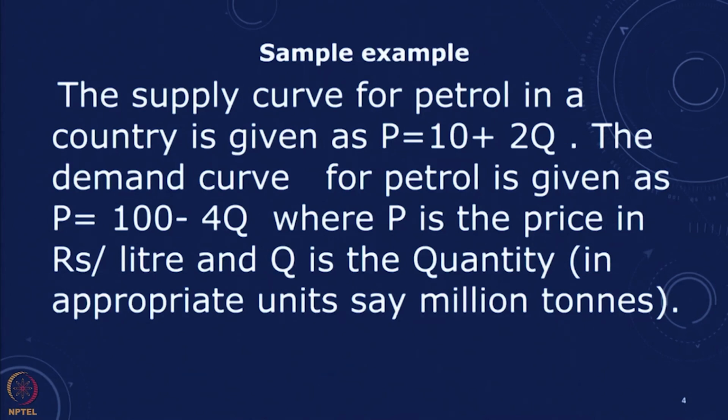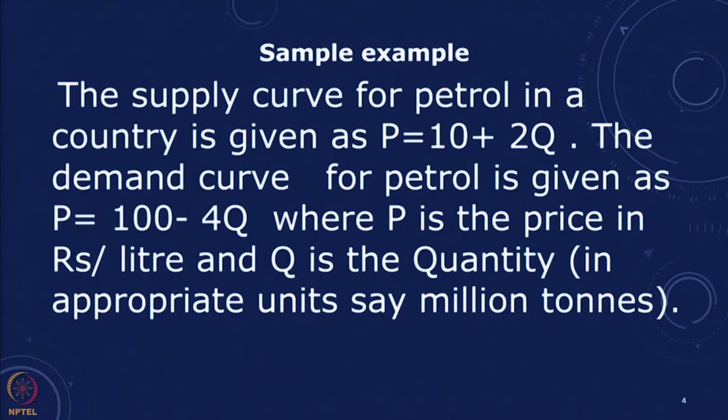We have a supply curve for petrol in a country where the price is given as P is equal to 10 plus 2q. So it's a linear supply curve, and obviously if the price is more, the producers will be willing to supply more. The demand curve on the other hand is given as P is equal to 100 minus 4q, where q is the quantity, and P is the price in rupees per liter.